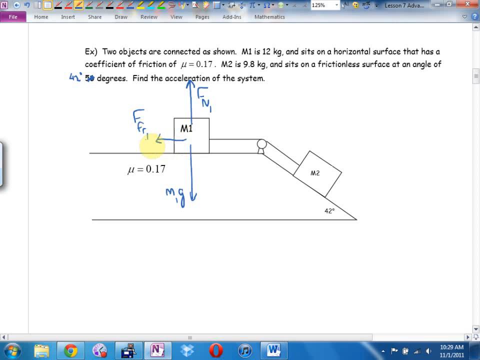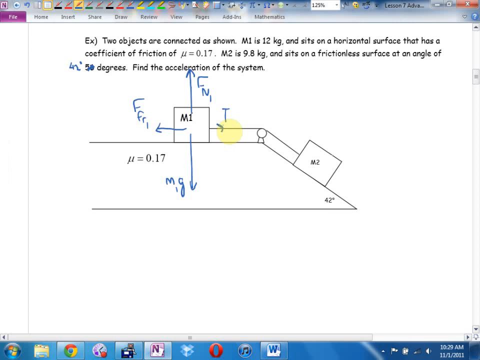Tension. That's what's pulling it to the right. What are the forces acting on mass 2? Get the obvious ones. Gravity, straight down. What else? Normal force, number 2. What else? Tension this way. What else?